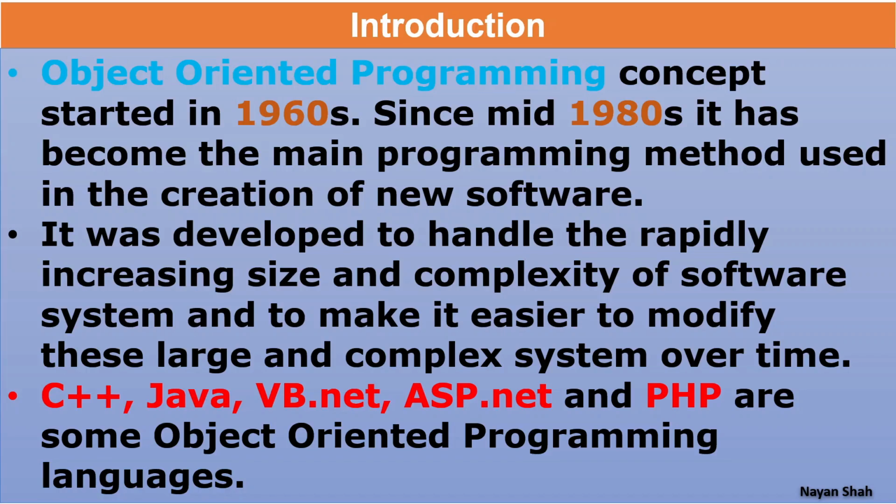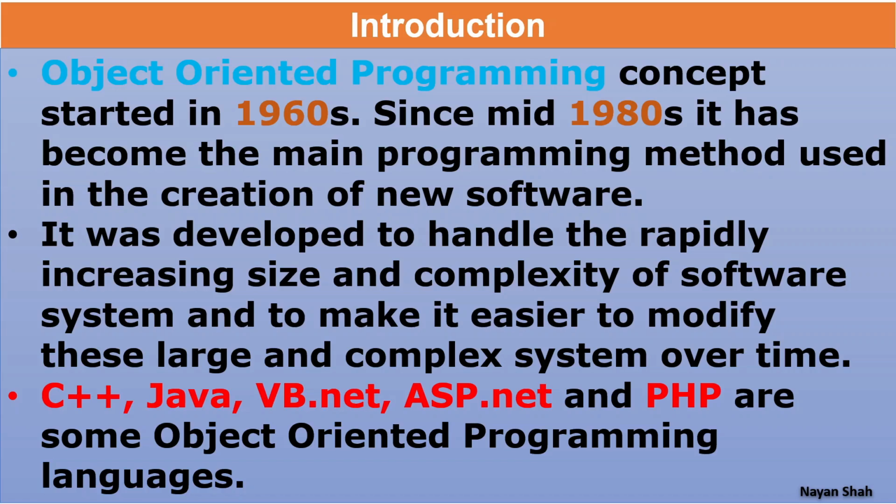Object-oriented programming concept started in the 1960s, and since the mid 1980s it has become the main programming method used for the creation of new software. So the concept of object-oriented programming is not new. It started in 1960 and came into practice in the 1980s. It was developed to handle the rapidly increasing size and complexity of software systems and to make it easier to modify these large and complex systems over time.